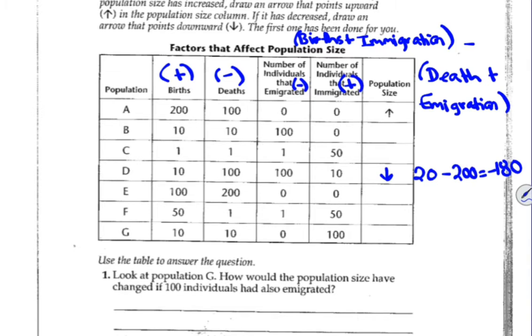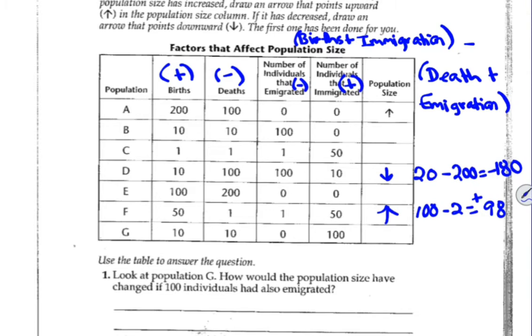You want to do one more? Okay, let's do... Yeah, we can do G. Well, let's do F because there's no immigration on that one, so it's a little easier. Okay, what two numbers do I need to add together? On F. Let's do F. 50 and 50. So that's going to be 100 minus how many deaths and emigration? Only 2. Okay, so that's going to be a growth of 98, right? That's going to be a positive number. So this population is... Okay, see if you guys can do the rest.